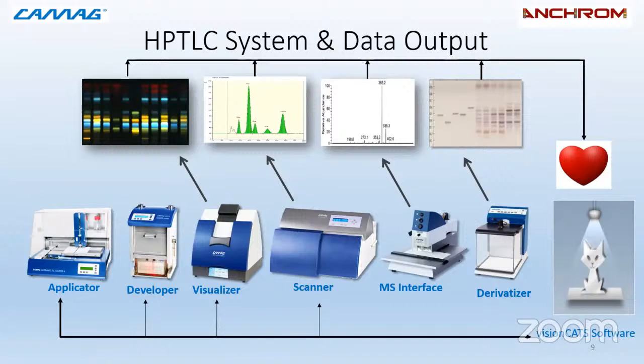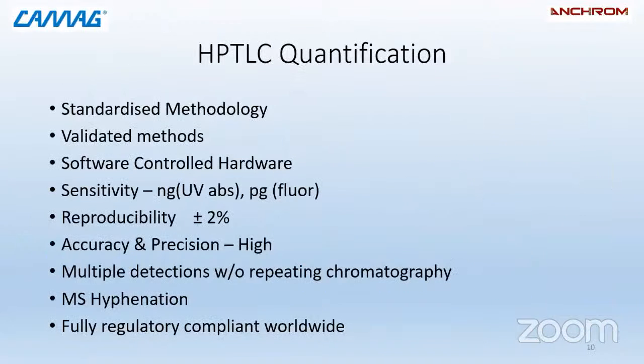Now, if we talk about HPTLC quantification, yes, HPTLC quantification is possible because the scanner is there. We can use standardized methodology, or we can standardize our own method which we have developed. We have software controlled hardware. If your compound is showing UV absorbance, you can go up to nanogram or ppm level, and if it is showing fluorescence, one can go up to picogram or ppb level.